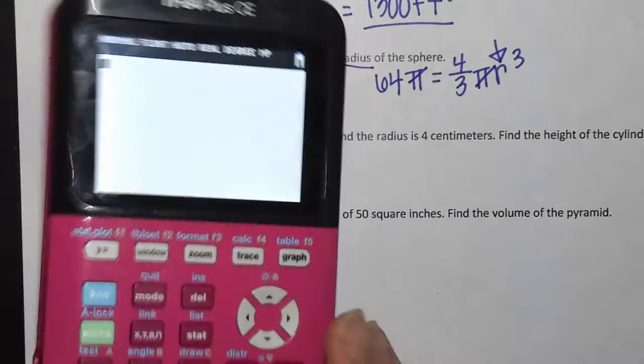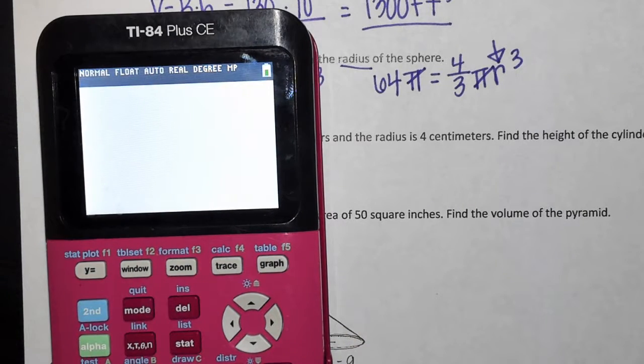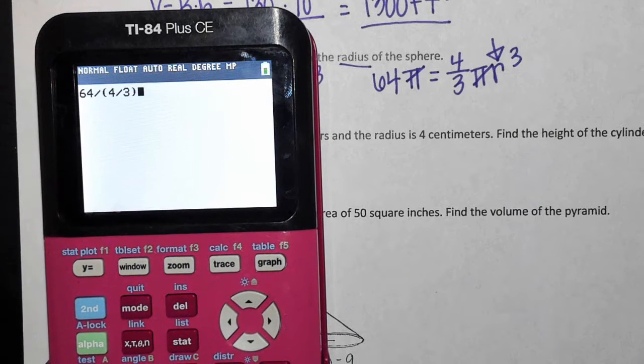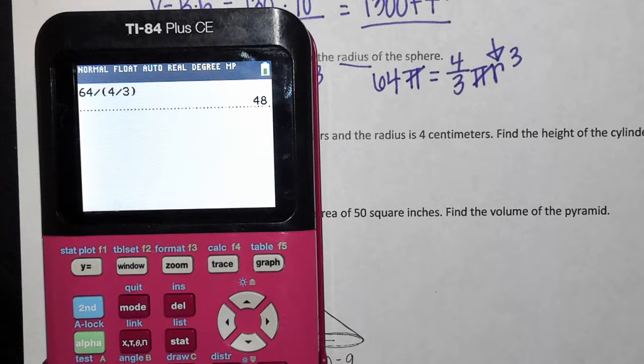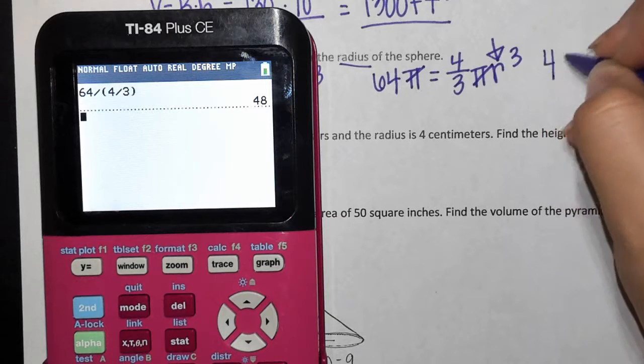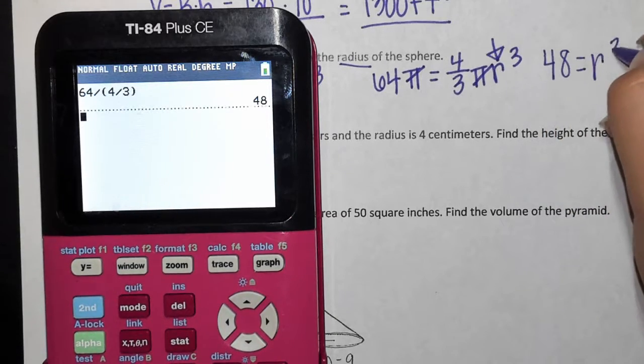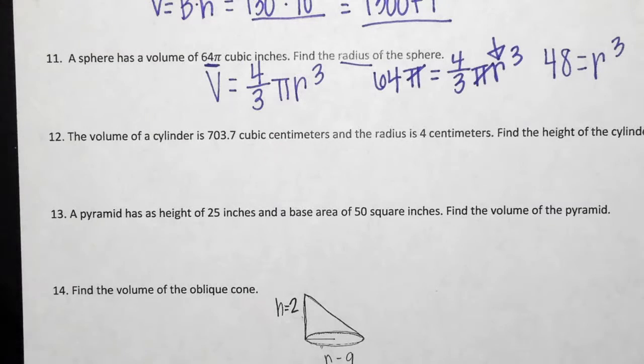Okay, now I would divide both sides by 4/3. 64 divided by 4/3. So I got 48. So now I'm left with 48 equals r to the third power. This is not the same thing as r squared. To take r to the third power, there should be a button on your calculator that has x and then square root. Okay, you see it? Type in 3, and then second x square root, and then type in 48.